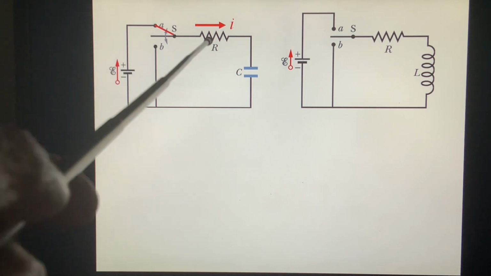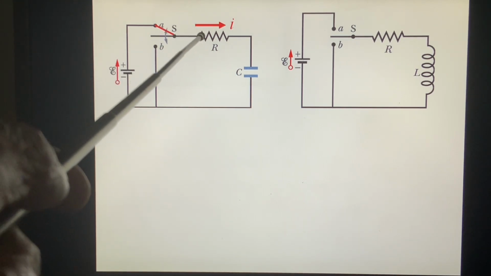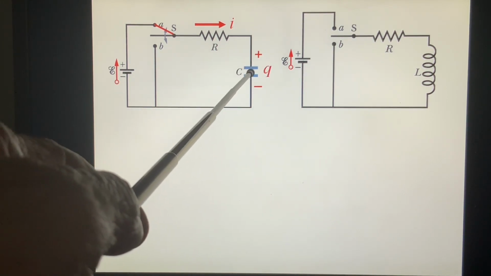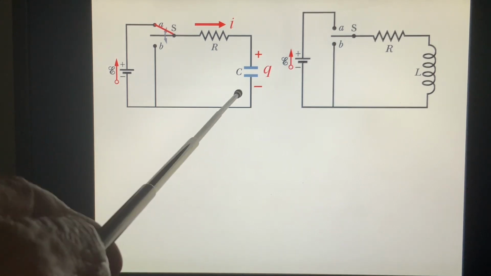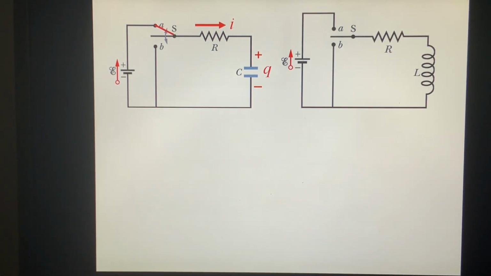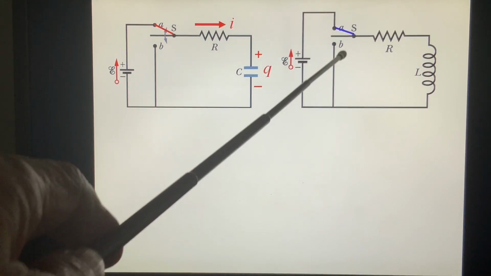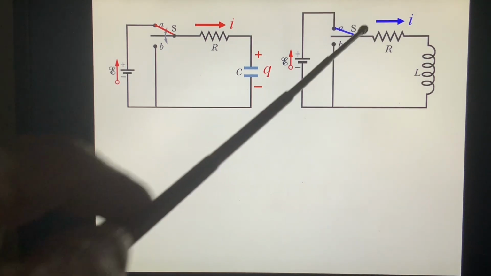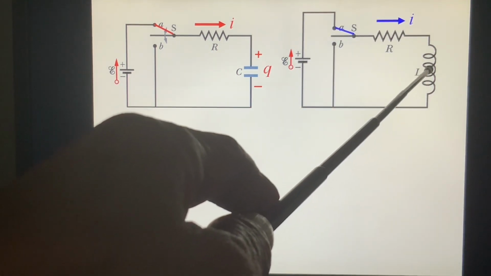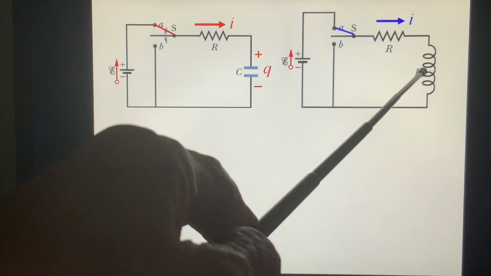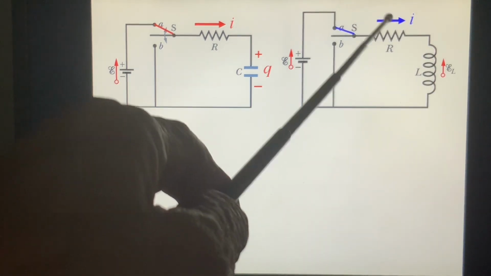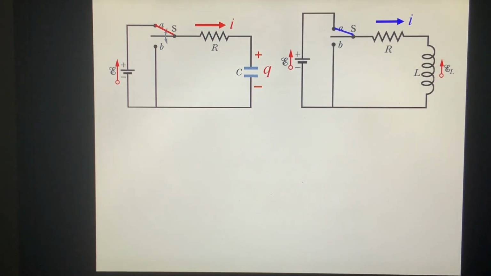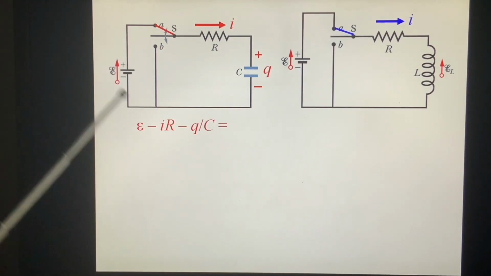So we assume I is in this direction. And under this assumption, the current charges the capacitor. So this plate is positive charge, and this plate is negative charge. All right? Now we look at this one. If we switch to A, we assume a current in this loop, and this current goes down. This coil has self-inductance against the change. So this is positive, this is negative, epsilon. Right?